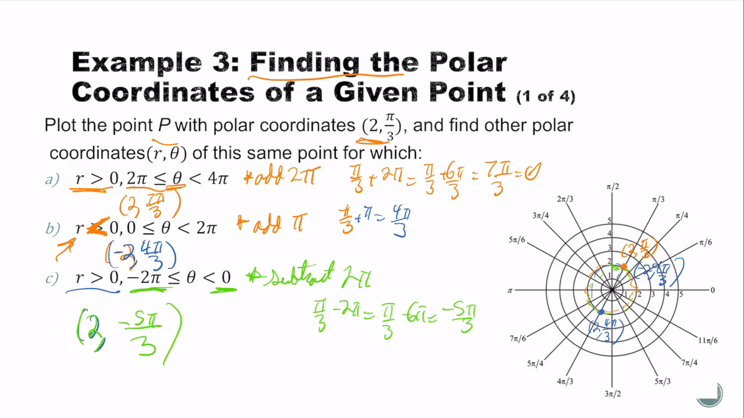So all of these polar coordinates represent the same point. And this is unique. In the rectangular coordinate system, each point is only represented by one possible x, y combination. In the polar coordinate system, we can have multiple, if not infinite, representations of a point. We can just keep adding and adding 2 pi over and over again.